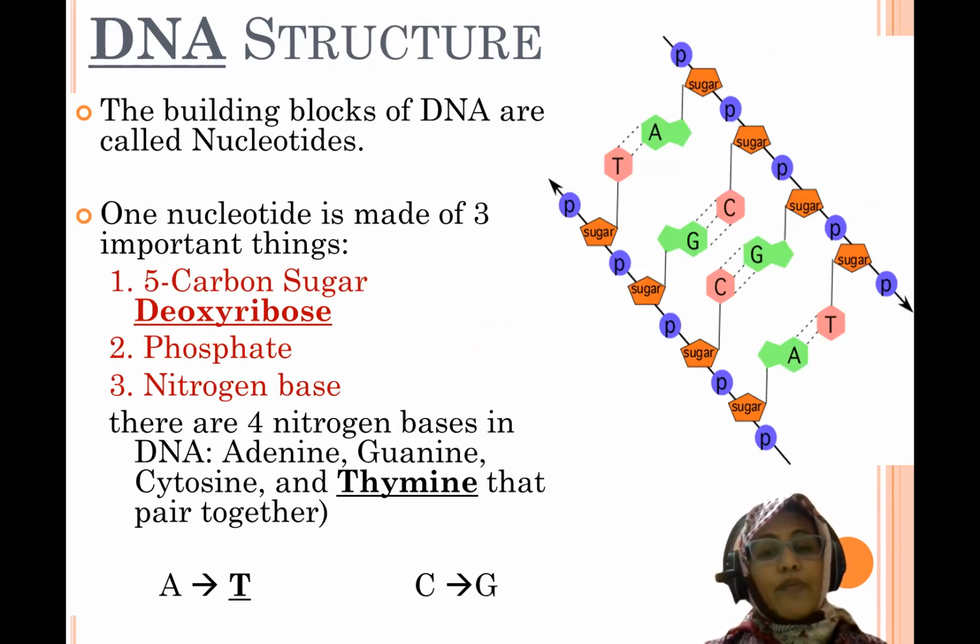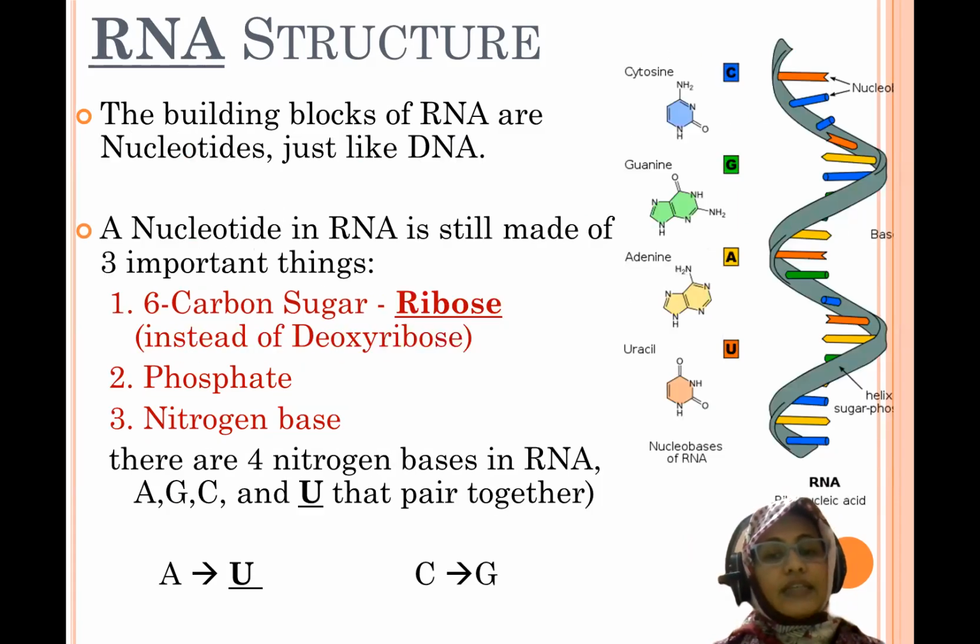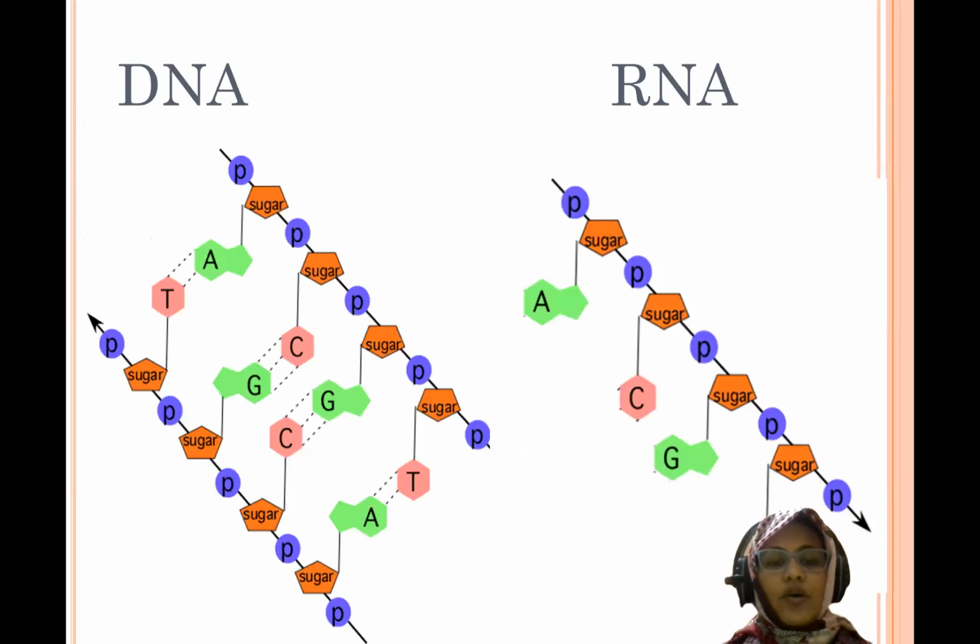Now, among the nitrogenous bases, in DNA we have adenine. Adenine forms a bond with thymine with 2 hydrogen bonds, and guanine always forms a bond with cytosine with 3 hydrogen bonds. The two strands are antiparallel to each other. But in RNA, in place of thymine, uracil is present. Adenine always forms a bond with uracil. So this is the structure of DNA and RNA.